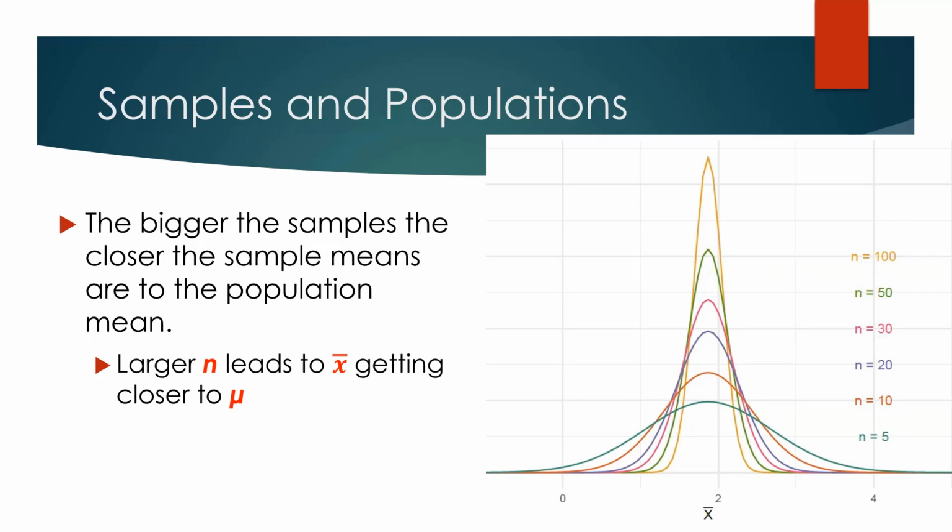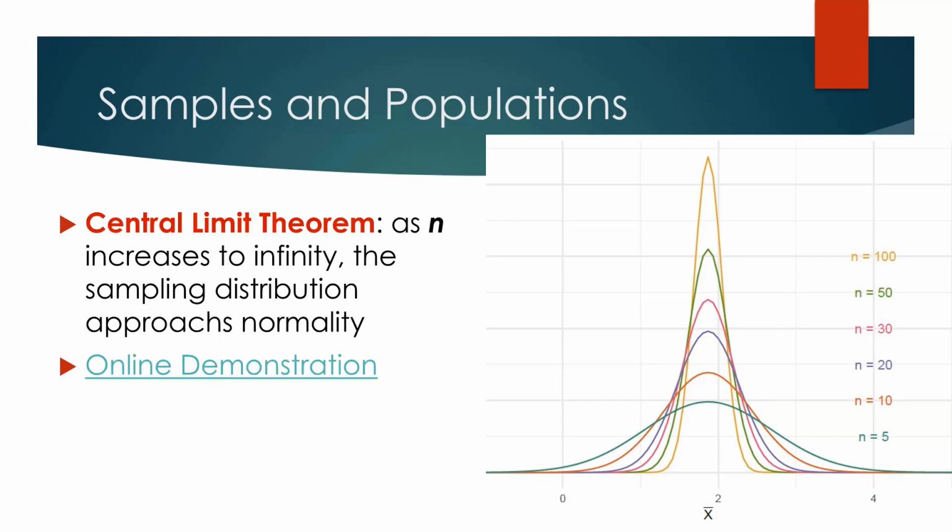Now, the fact that a bigger N leads to the sample mean getting closer to the population mean, this is all called central limit theorem, okay? As N increases to infinity, the sampling distribution approaches normality and then gets even more narrow, just like you've seen here on this graph. And the more normal it gets, the more narrow it gets, even after normality, the more likely you are to draw a sample that's going to be very close to the population mean.